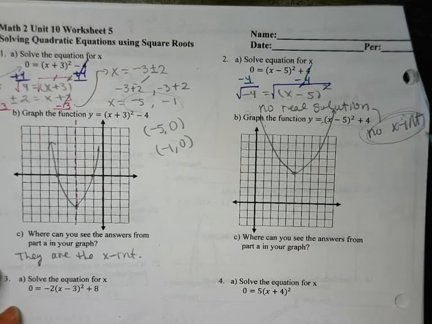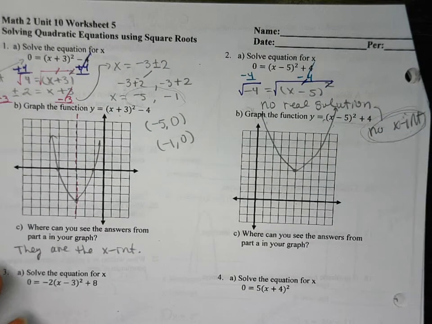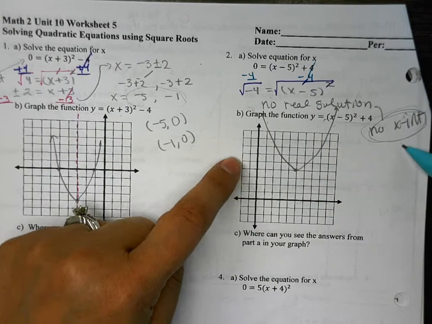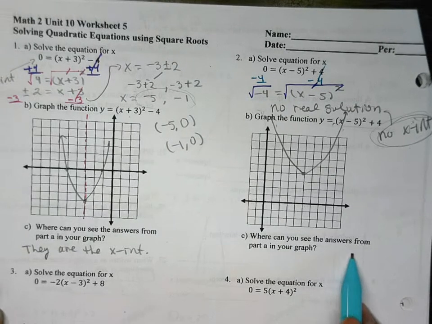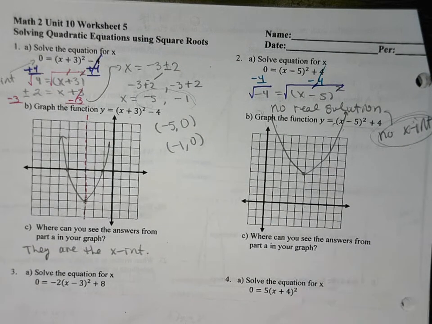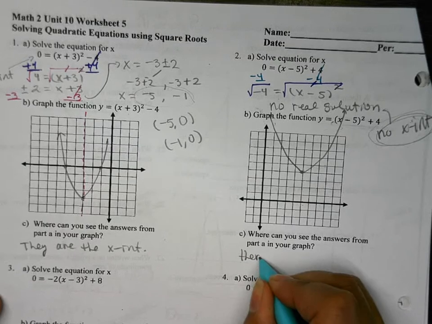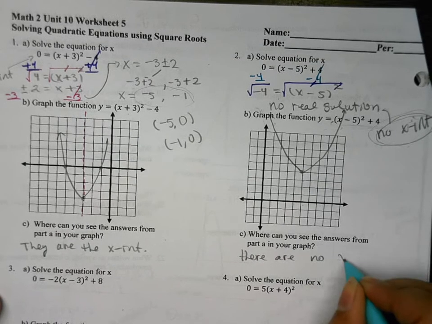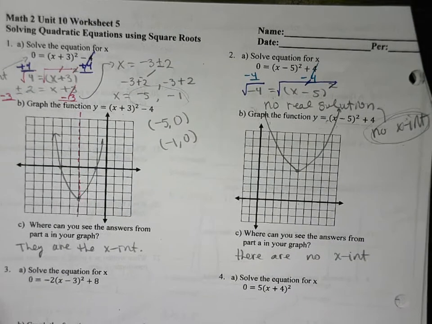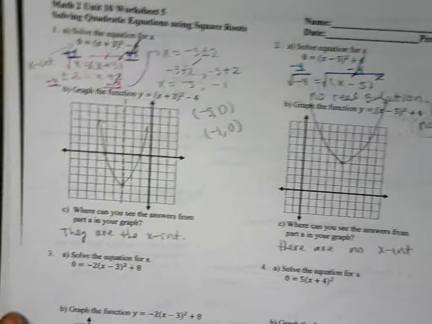It's going up, not down, and algebraically, what did we end up with? No real solution, which means no x-intercepts. Does it make sense graphically and algebraically that there's no x-intercepts? Yes. Okay, where can you see the answer from part A in your graph? There are no x-intercepts, which makes sense. When I graphed it, I ended up with none. When I solved it algebraically, I ended up with none, so it all ties in.